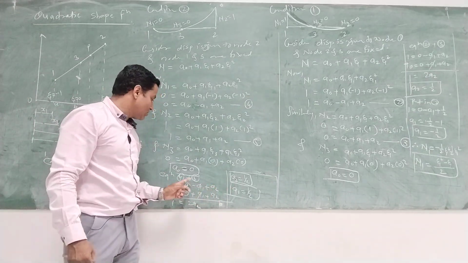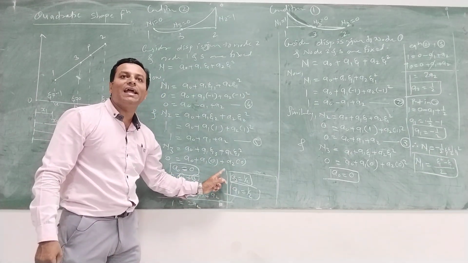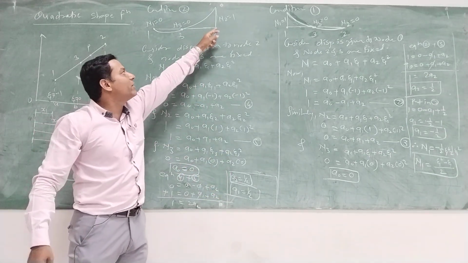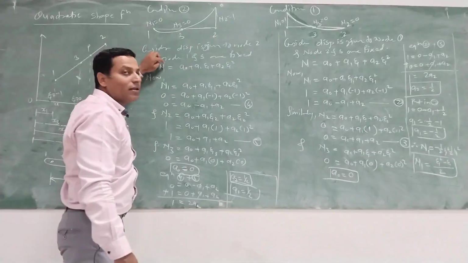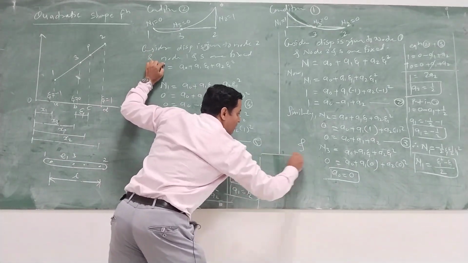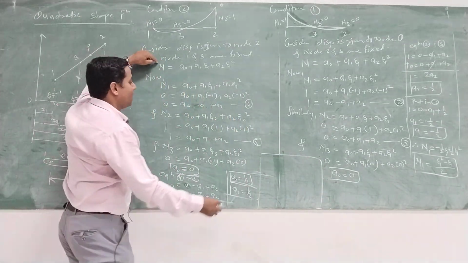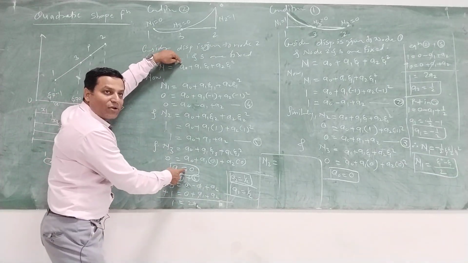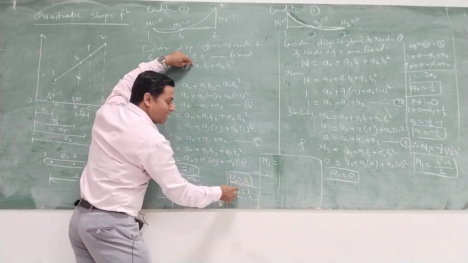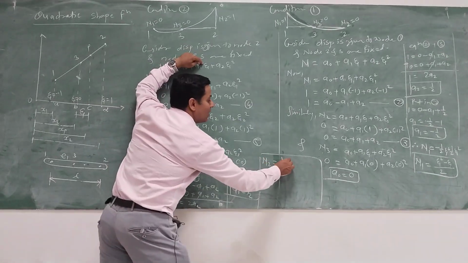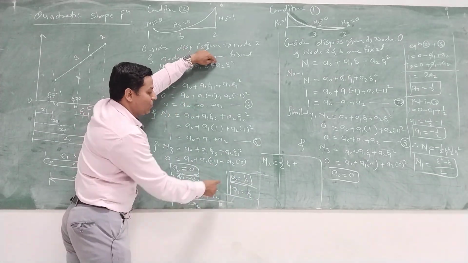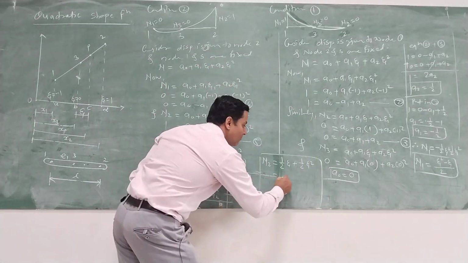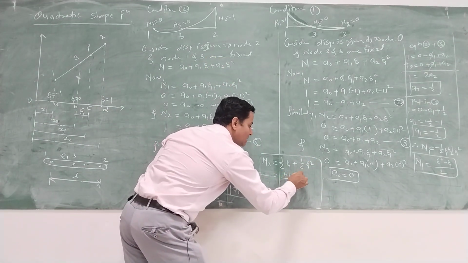Now I have the values of a naught, a1 and a2. Put all the three values in the main equation, and here we have given the displacement to node 2, so we will get n2. So if I put, then n2 will be equal to a naught which is 0 plus a1 which is half zeta plus a2 which is half zeta square. So this will become zeta plus zeta square, divided by 2.